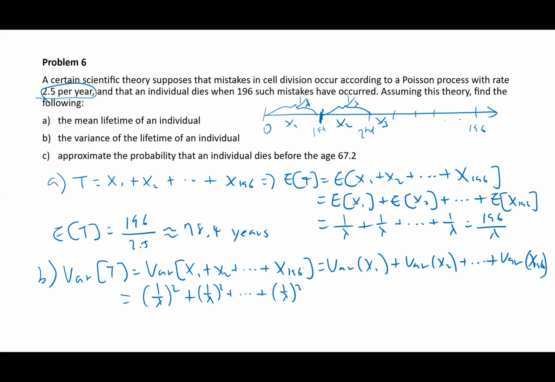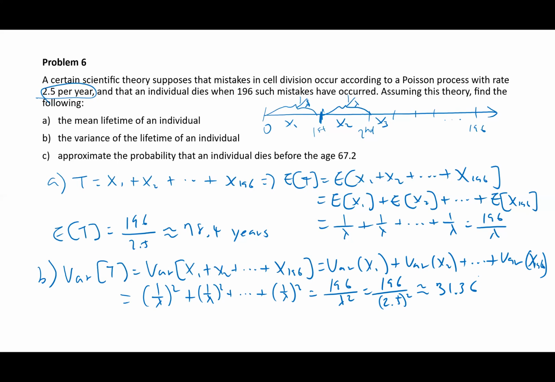Okay, so put all that together. This is going to be 196 divided by lambda squared, or 196 divided by 2.5, the whole quantity squared, and you're going to get roughly 31.36. Okay, so that's the variance of the total time it takes for your body to make that 196 mistake. Okay, so now let's do part C.